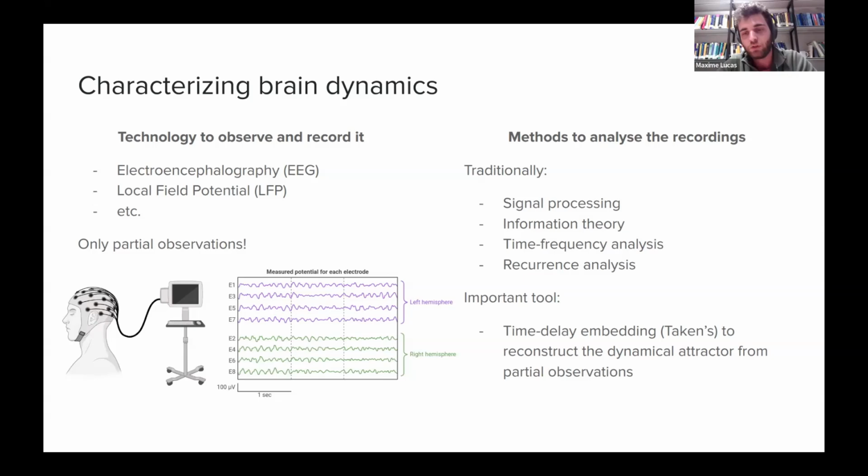But by using this time delay embedding technique, there is a theorem about that from Takens. The idea is that you can reconstruct the full system, the full attractor, based on only partial observations. So we have some multi-channel time series, and we can reconstruct hopefully the real or close to the real dynamical attractor. And that will be very useful, because then you can apply again some of these techniques not directly on the time series, but on the reconstructed attractor.